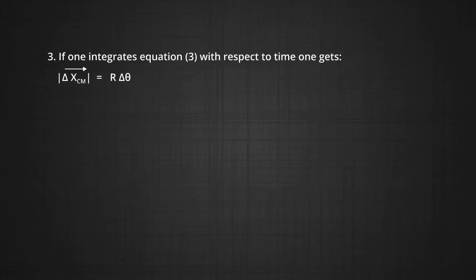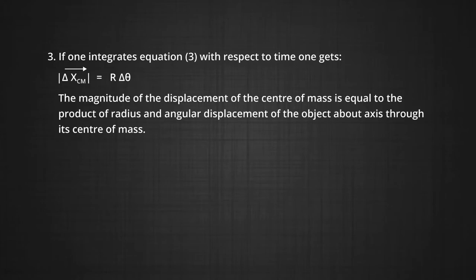Third, if one integrates equation 3 with respect to time, we get delta Xcm equals r times delta theta. That means the magnitude of displacement of the center of mass is equal to the product of radius and the angular displacement of the object about an axis through its center of mass.